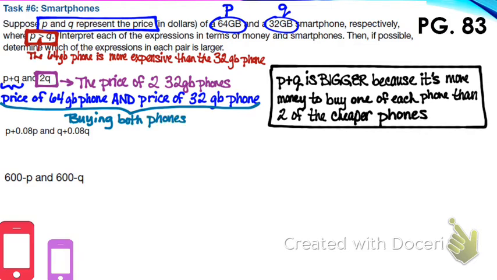That other expression said the price of 2 32 gigabyte phones. Why would they have the price of the 32 gigabyte phone twice? Yeah, you're getting 2 of those phones. Like you're getting the same phone for each of your little cousins for Christmas, and they're getting the same thing so they don't fight about it at all. So this would be buying 2 of the cheaper phones.